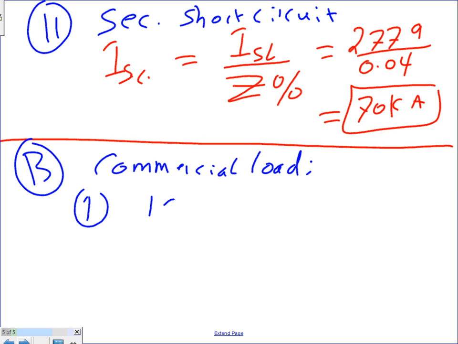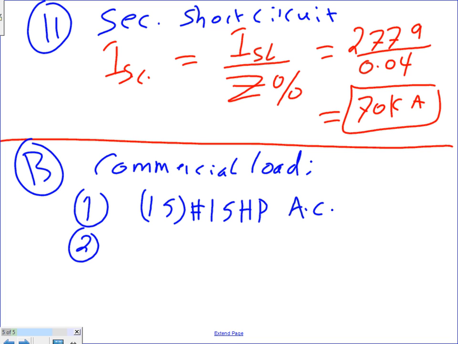We have 15 horsepower AC units, 1, 2. Let's put the heater. Heating load. My heating load is calculated at 150 kVA. These are all calculated.